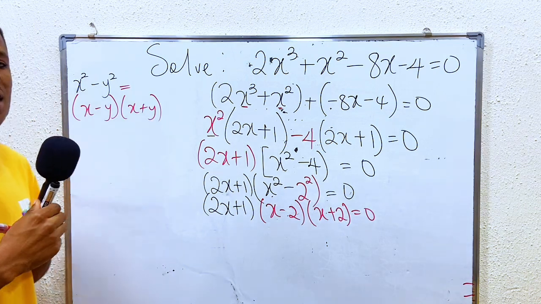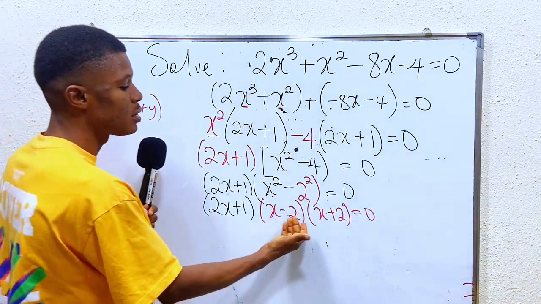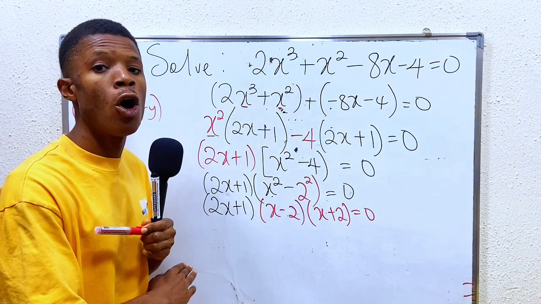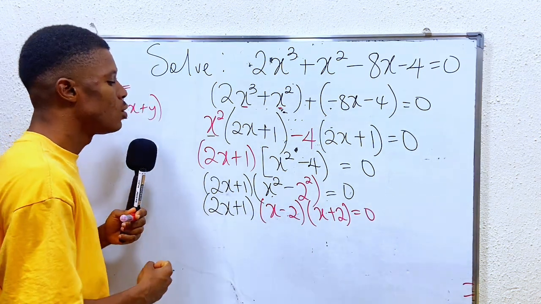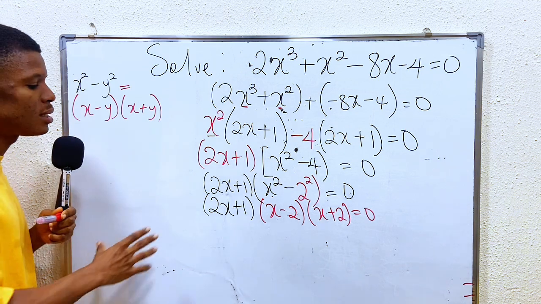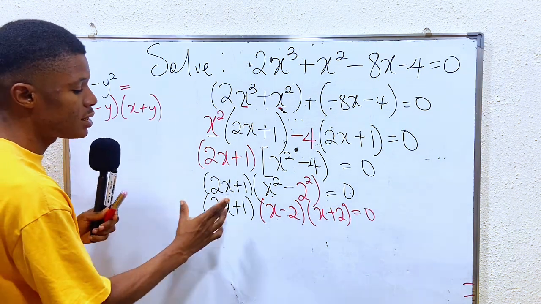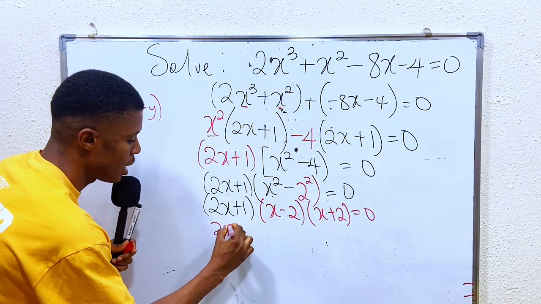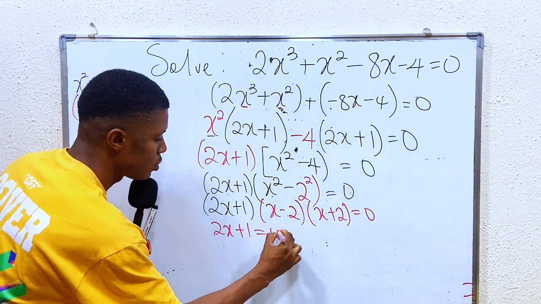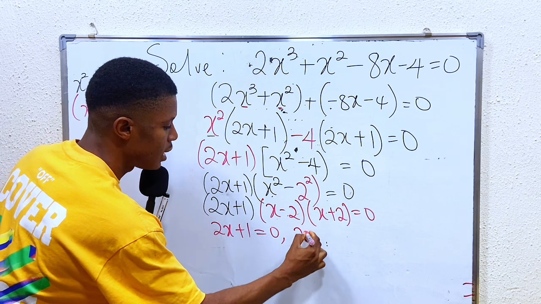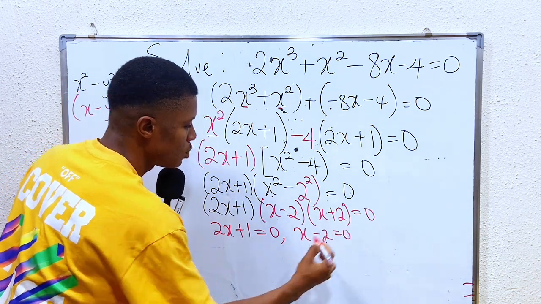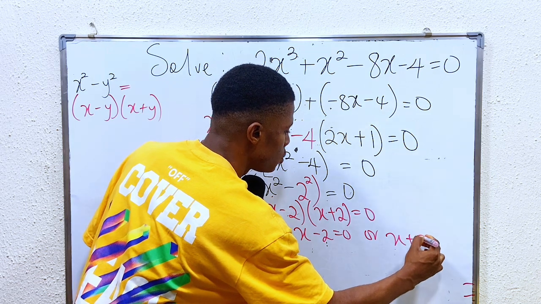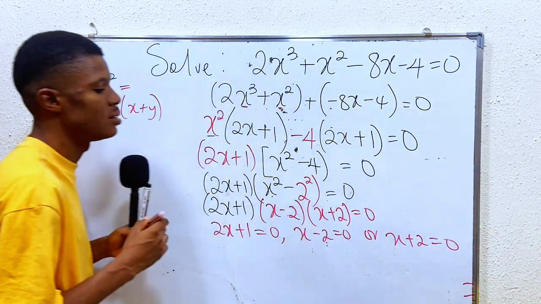Since we have this, when terms multiply to 0, that means each of these terms can be 0 or all of them are zeros. So we are going to find the values which make each term to be 0. So for each term here, we are going to equate it to 0. So we say that 2x plus 1 is equals to 0, or x minus 2 is equals to 0, or x plus 2 is also equal to 0.